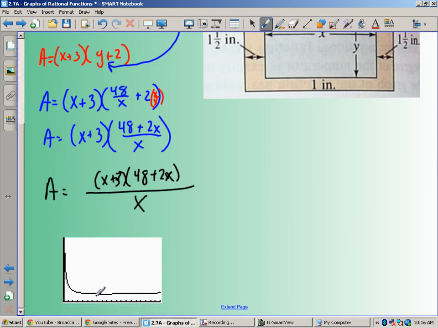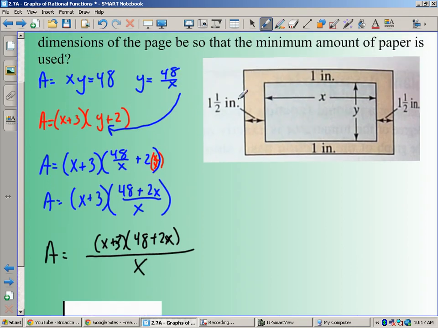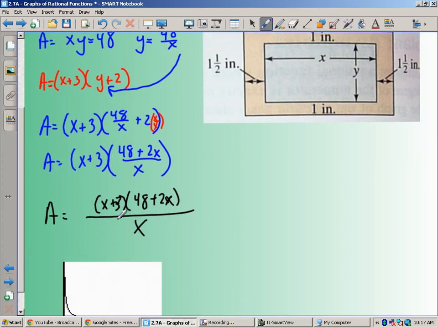And so to minimize this will minimize the area of the paper that's going to be used, and keep the 48 square inches of type that we want. That's really what we're trying to find. We need to find the dimensions x and y that will do this for us. So we're going to find the x value that will do this, and that will give us the 48 square inches the best we can.